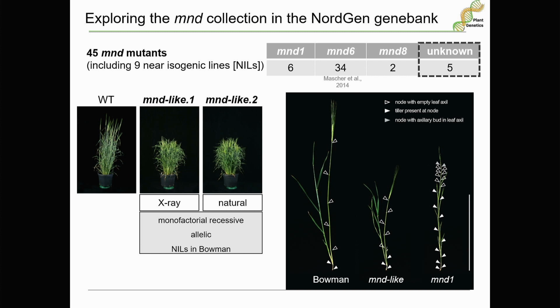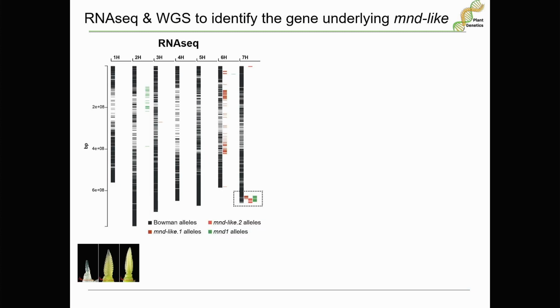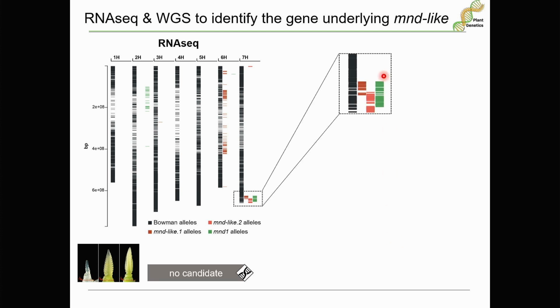We started with our technique using RNA sequencing to identify the gene. And first of all, we were looking at the integration regions for this particular mutant. And in this case, since we are dealing with an allelic line, we really just want to see where's the integration overlap, because the candidate gene must be located in there. So this was actually on chromosome 7 at the same position where we observed the integration for MND1. So this was already quite interesting.